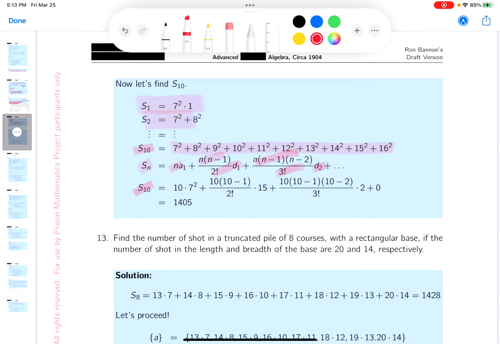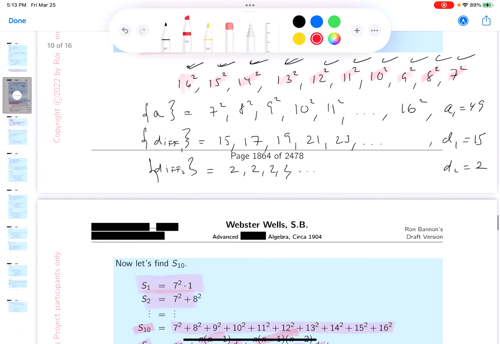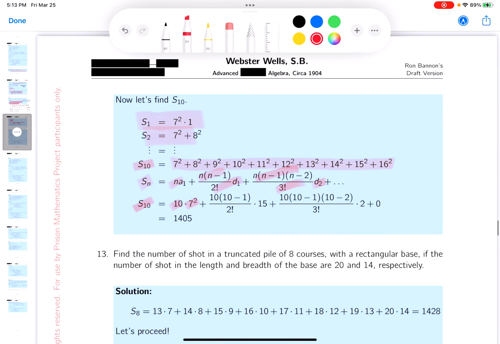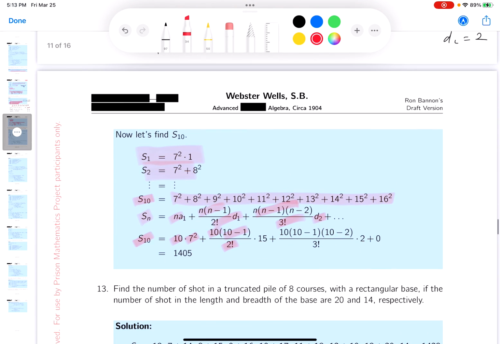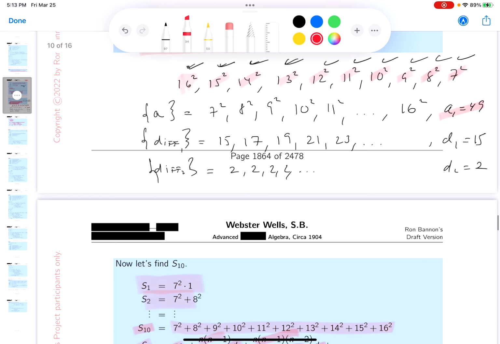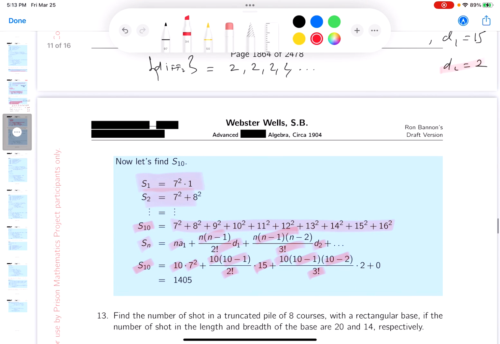So S10, n is 10. What's A1? If you don't remember, it's 49. I wrote down 7 squared instead. 10, 10 minus 1 over 2 factorial. What's D1? 15. 10, 10 minus 1, 10 minus 2 over 3 factorial. We got to go to D2. What's D2? It's 2, right over here. The other D's are going to be all 0, so all those terms disappear.